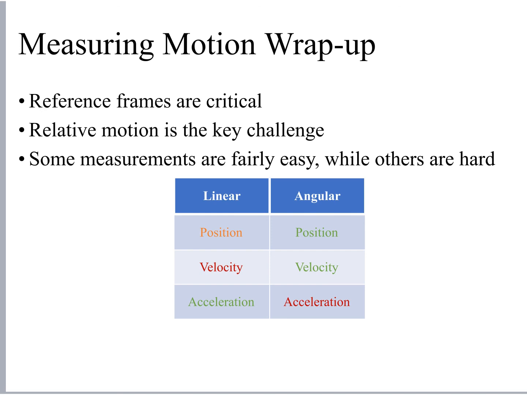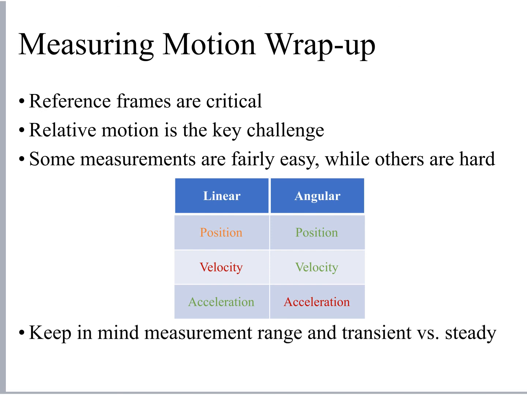So finally, we'll just point out that measurement range correlates a bit to measurement cost, and then the ability to measure something on a transient basis versus a steady basis also changes how challenging these types of measurements are. And that's it for a quick summary of sensors that allow you to measure motion of objects.